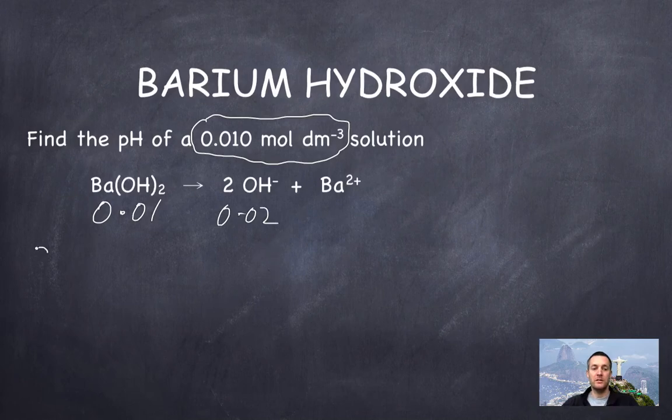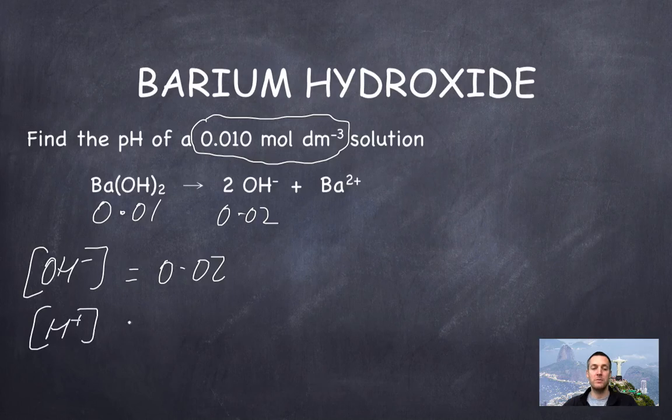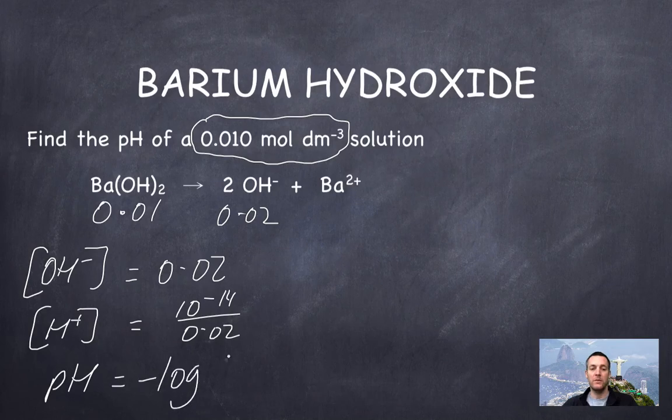So I can calculate the concentration of OH- here is 0.02. I could even calculate the concentration of H+, because this would be 10 to the minus 14 over 0.02. And then having found that, I could find my pH, because that's the negative log of my answer. We could ask ourselves, what's it likely to be roughly if we wanted to do a check? Well, if the concentration of OH- was 0.01, then the concentration of H+ would be 10 to the minus 12, and the pH would be 12.